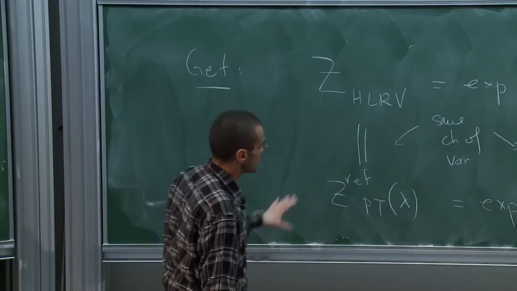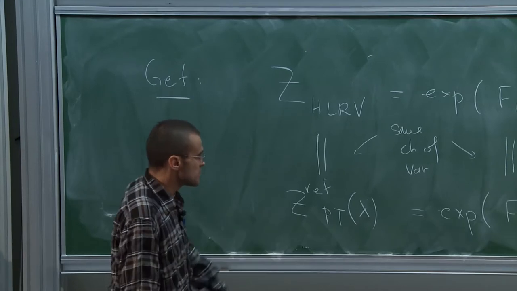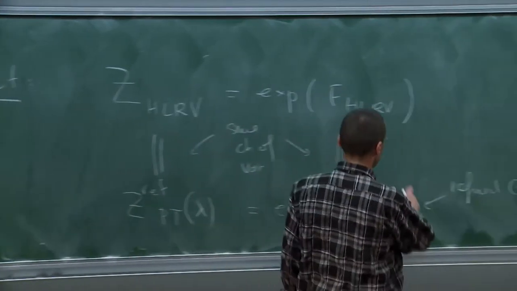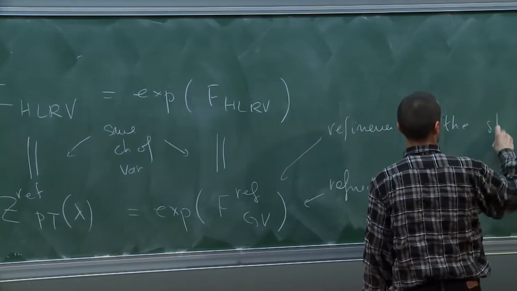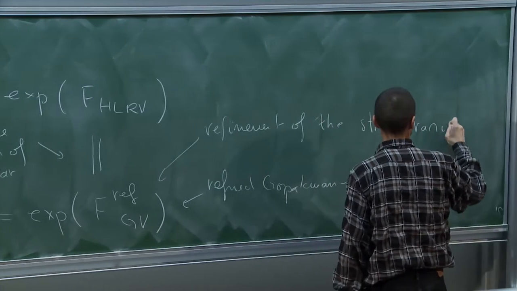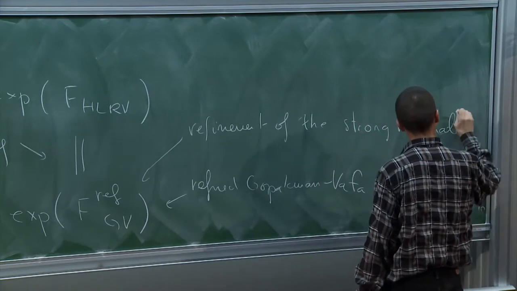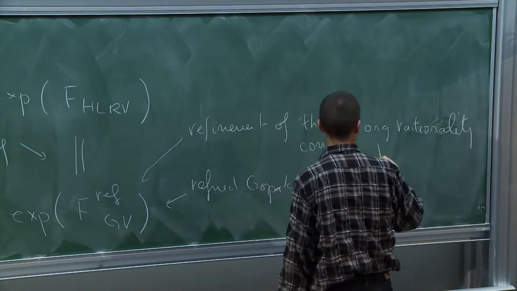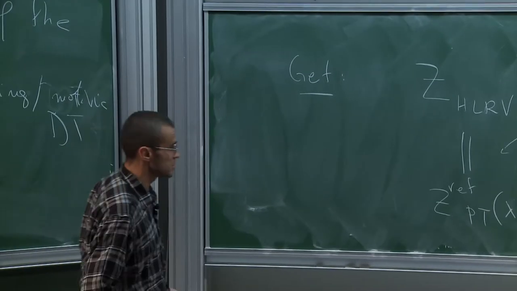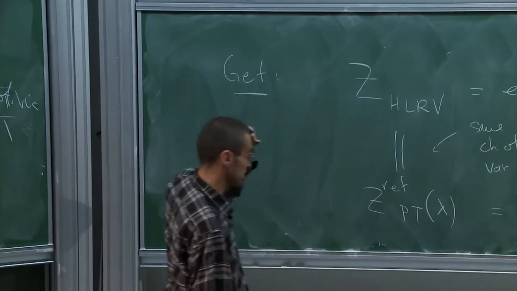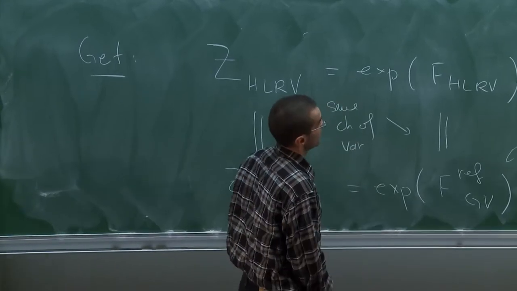But anyway, the message here is that this reduces to one of the standard conjectures in Donaldson-Thomas theory. I should say that for mathematicians, this is a refinement of the strong rationality conjecture of Pandharipande and Thomas. It has its own place in Donaldson-Thomas theory, but to my knowledge, it's not proven, at least in the refined form. Okay, so this is what you get from here, and then perhaps I finish in 5 minutes.